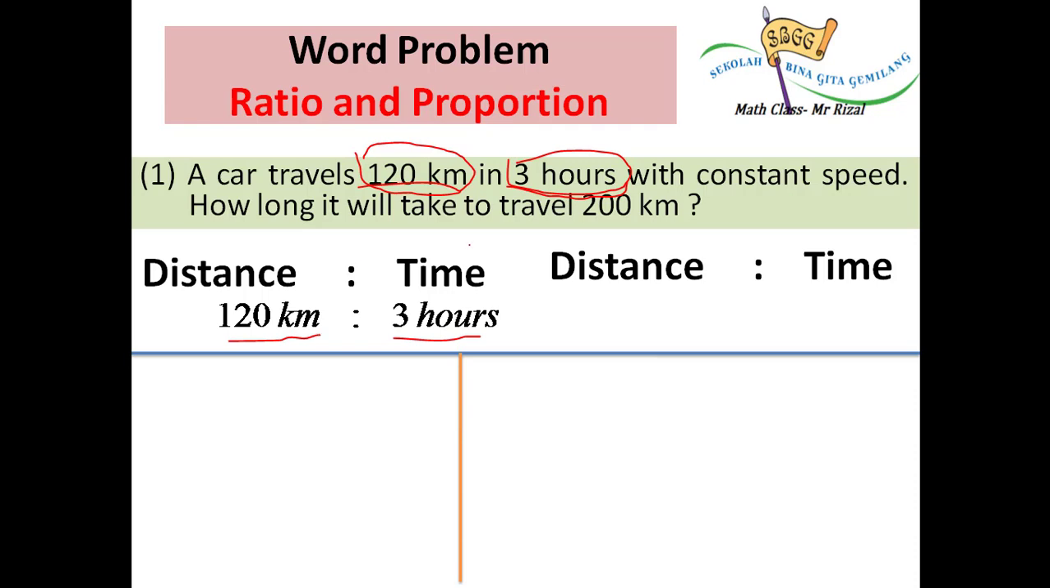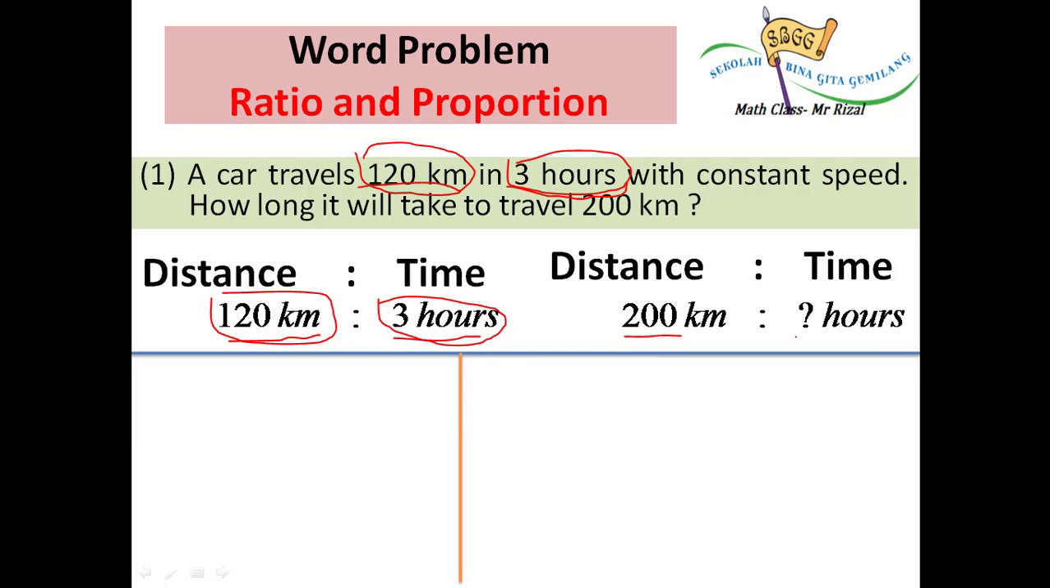So here, the second ratio, distance to time, shows the question. What is known is that if the distance is 120 kilometers, the time needed is 3 hours. But if the distance is 200 kilometers, how long is it? How many hours are needed? Okay, you have to remember what we have studied before about units.